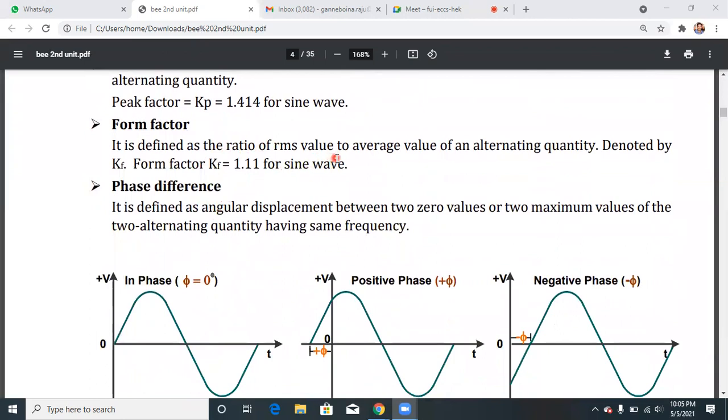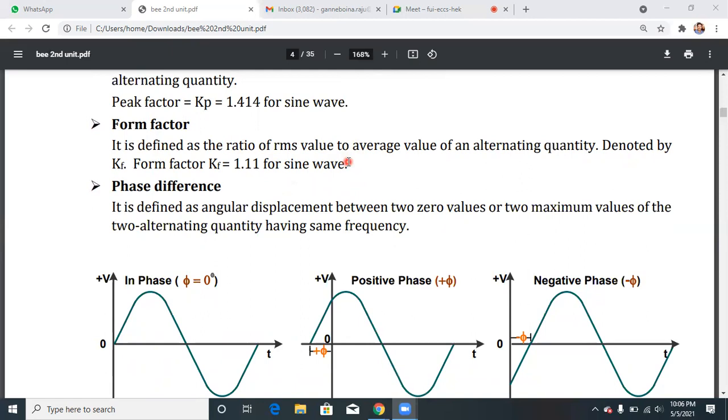Then next, coming to the form factor. It is defined as the ratio of the RMS value to the average value of an alternating quantity, denoted by Kf. By finding the RMS value and the average value and taking the ratio of RMS value to the average value, we get the form factor. For a sine waveform, the form factor Kf is equal to 1.11.